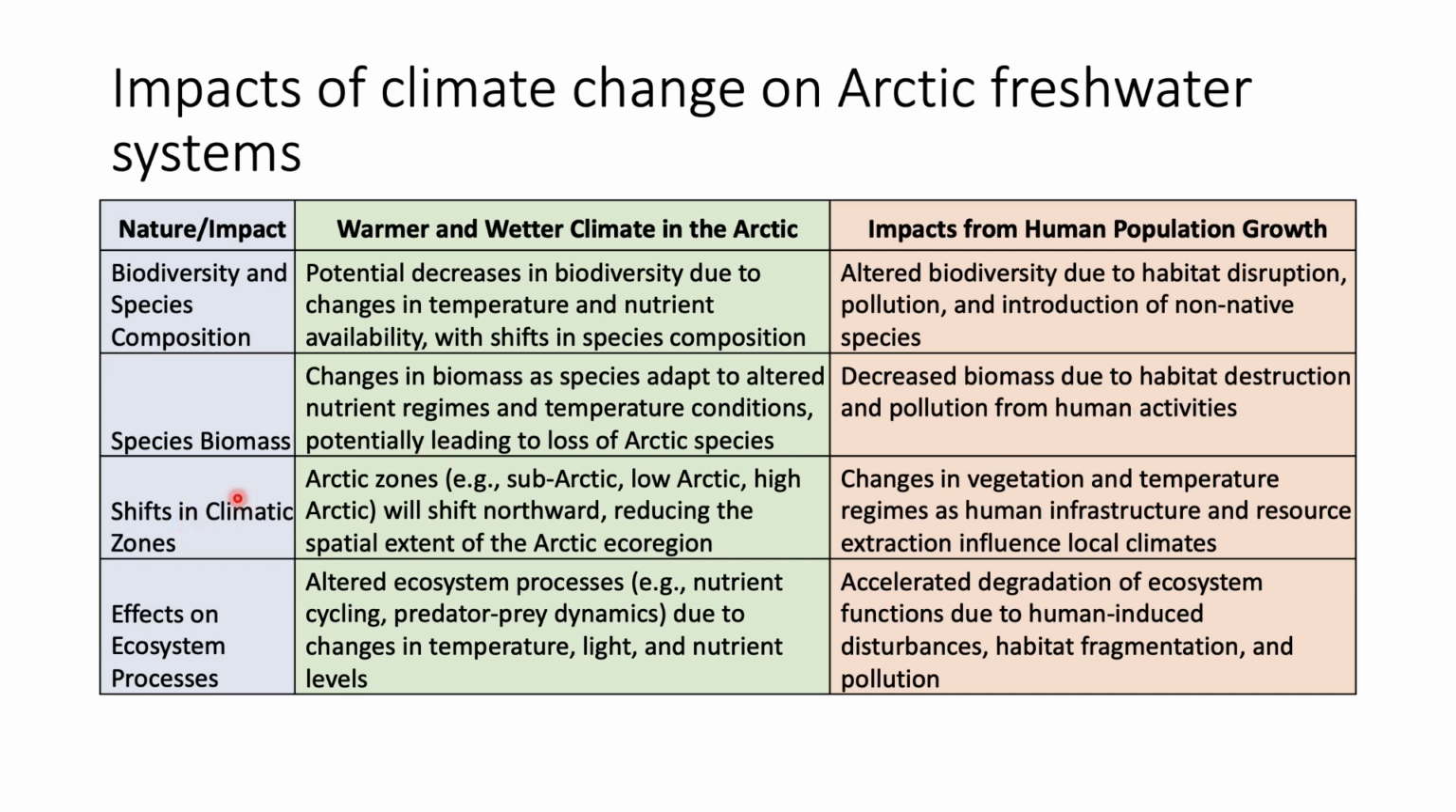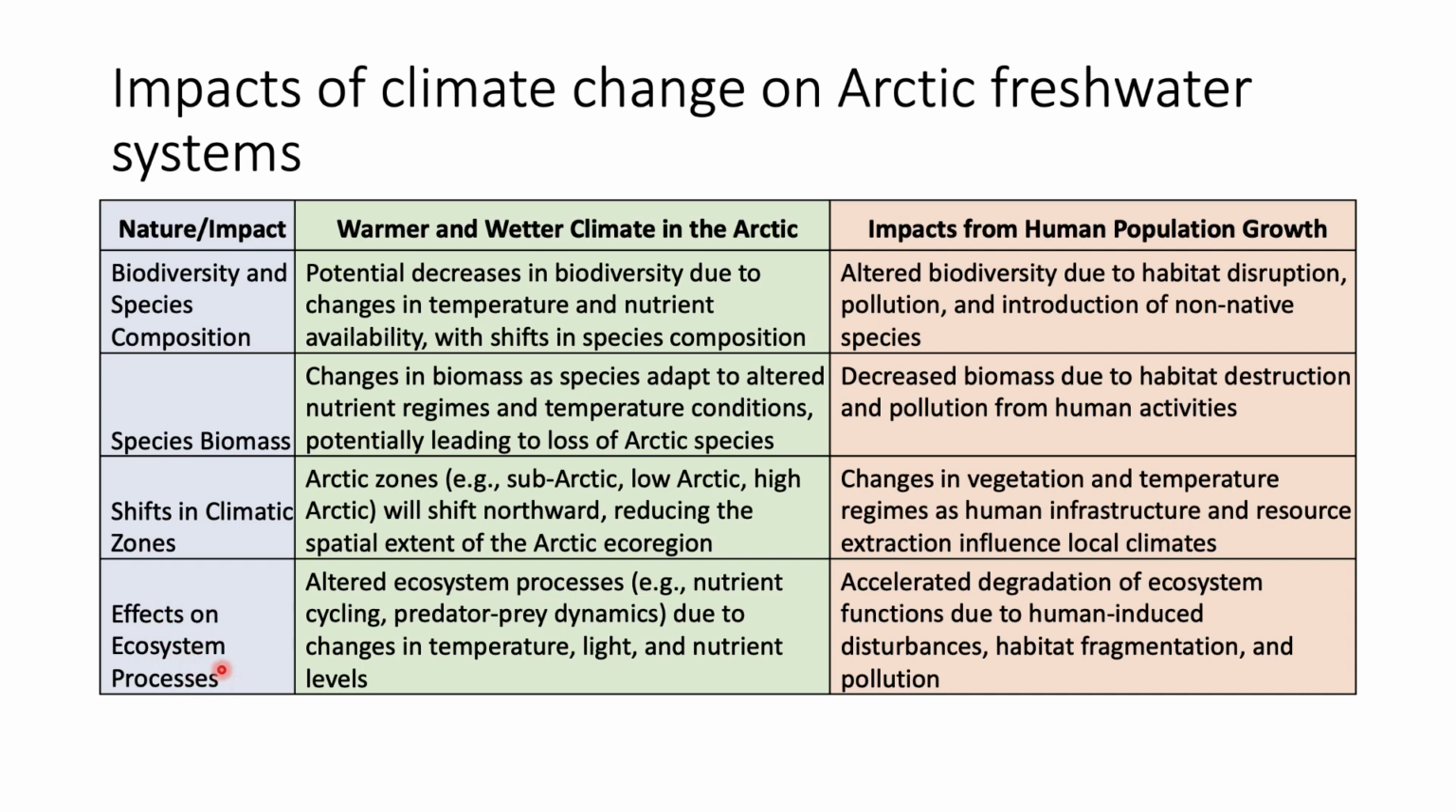And what is the change in the climatic zones? The Arctic zones are shifting towards the north, reducing the spatial extent of the Arctic region. That means the subarctic, low Arctic and high Arctic regions are moving towards the north. And how do humans affect it? The changes in vegetation and temperature regimes, as human infrastructure and resource extraction influence the local climate drastically.